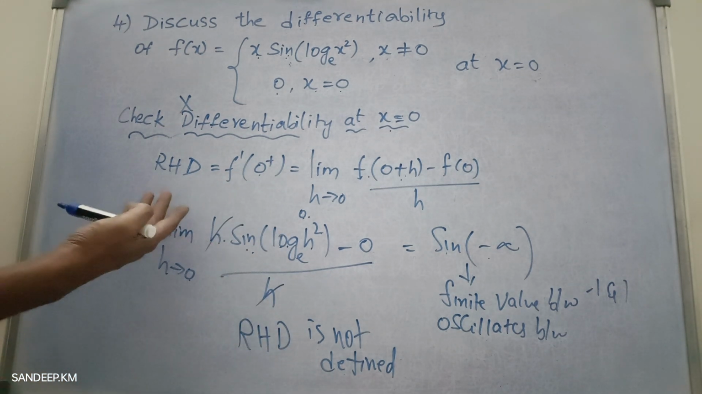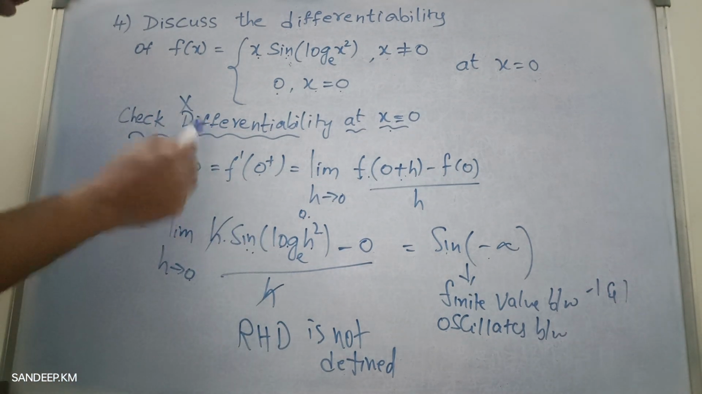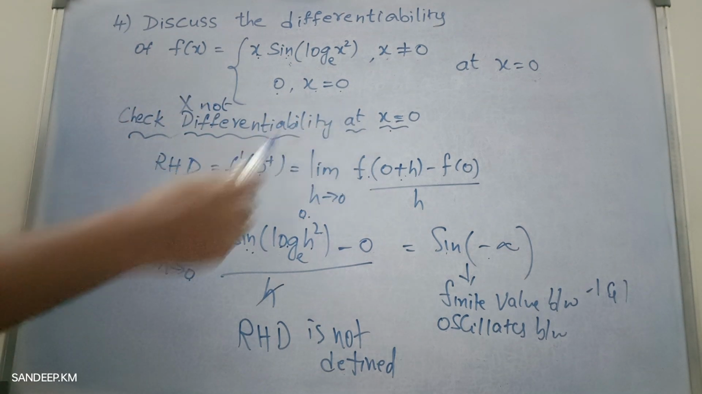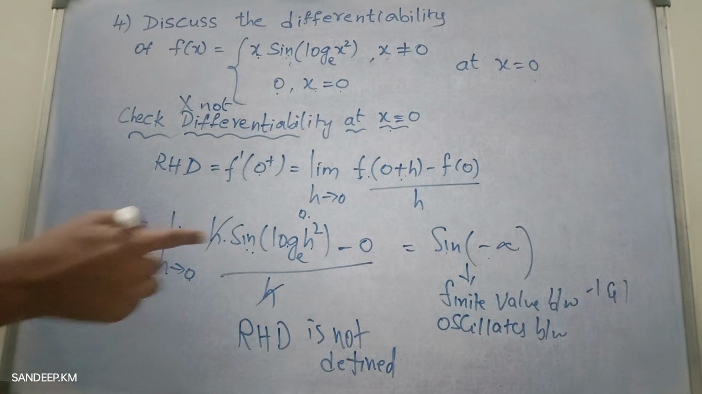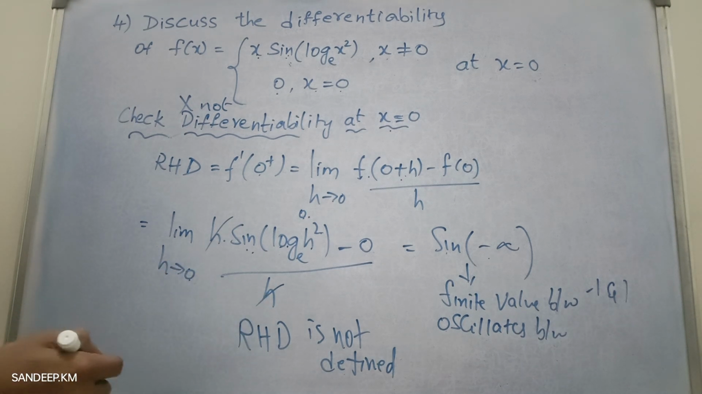Okay, now I have done RHD, right? You can try with LHD. Since the right hand differentiability is not defined, the function is not differentiable at x equal to 0. That is the conclusion. It is continuous but not differentiable. But for what reason? This is the reason. Okay, now fine. Let us go for the next question.